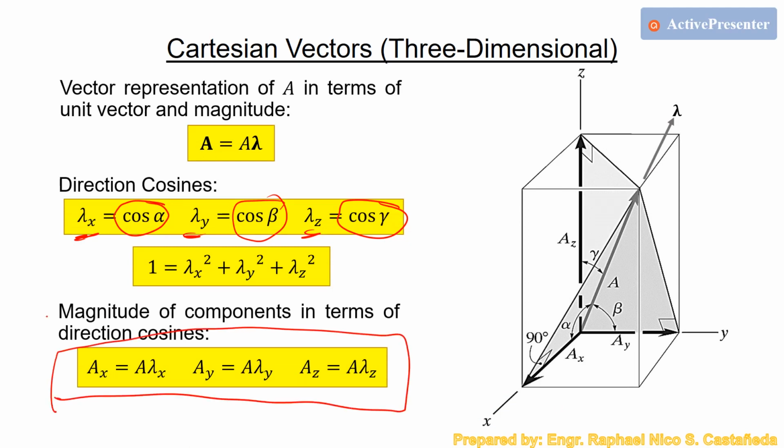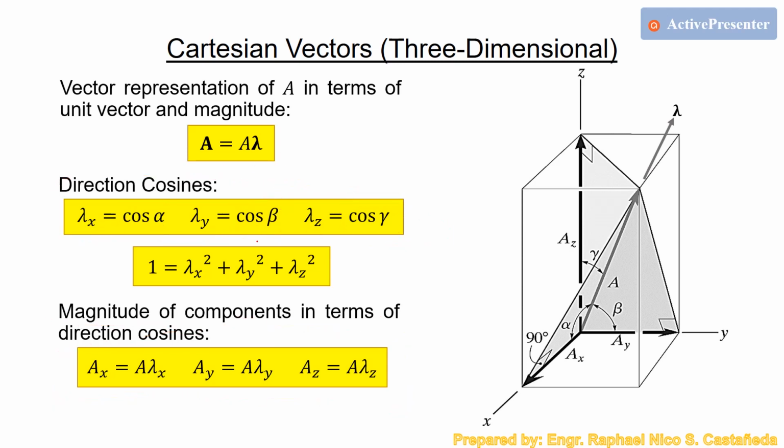So that is the magnitude of the components, which is ax, ay, az, in terms of the direction cosines, which is lambda x, lambda y, lambda z. Always remember the terms: direction cosines are the components of the unit vector. That is lambda x, lambda y, lambda z, and the formula is very easy to remember. Then its identity is this one, because a unit vector is a vector with magnitude of 1.